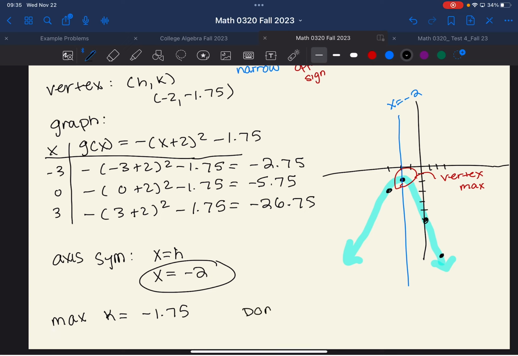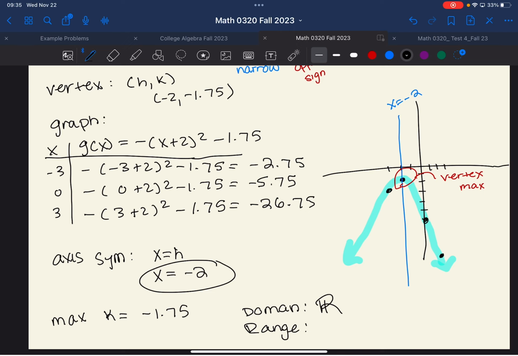Then we said the domain is always what? All real numbers. So that fancy R, or you could write all real numbers, or you could write negative infinity to positive infinity. Those are all the same answers. And then lastly, for our range, I said our range is always going to include what value? H or K? It's going to include K.